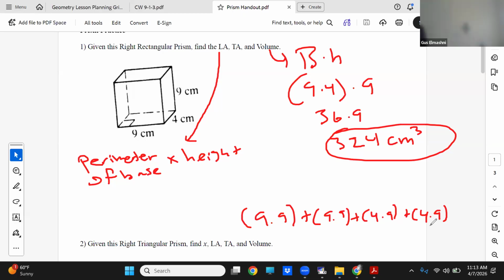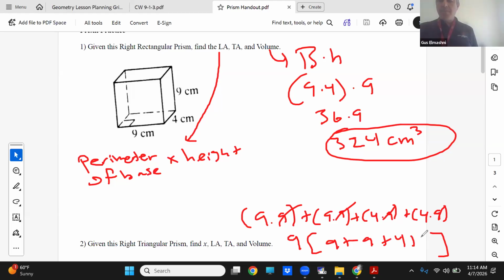What if I factor it out? If you factor out 9, so factor, factor, factor, factor, what are you stuck with? 9 plus 9 plus 4 plus 4. What does that represent? The perimeter of the base. That's why you can do that.